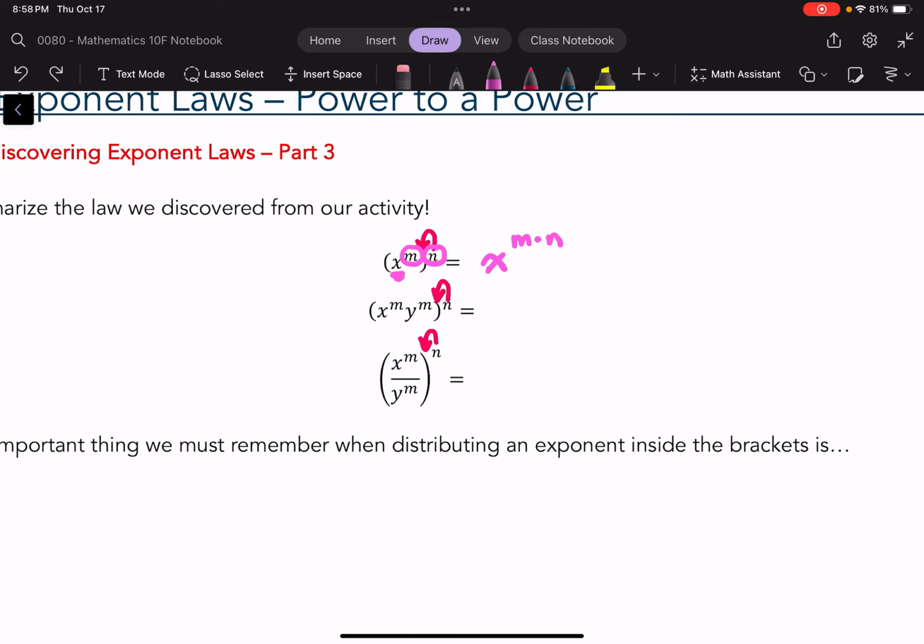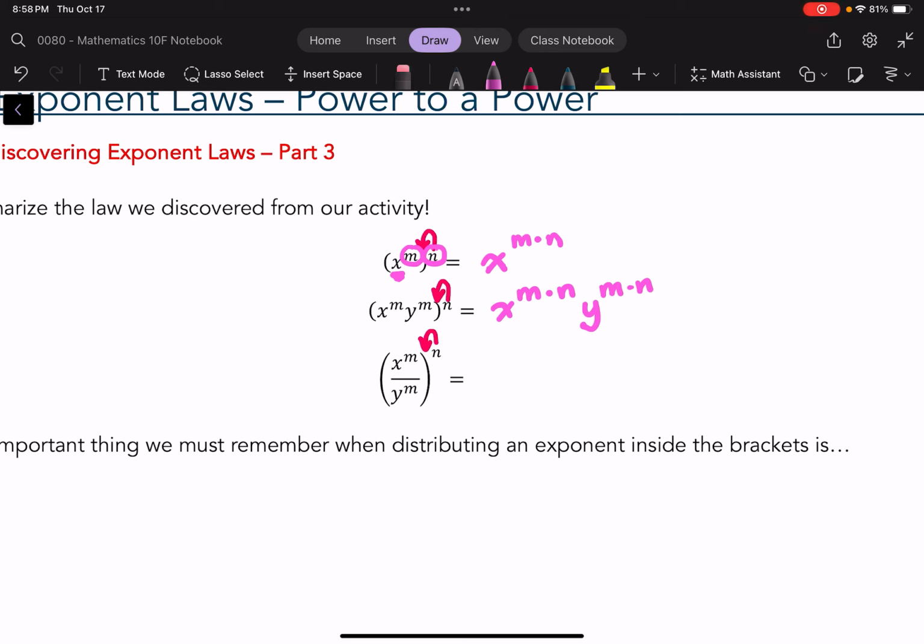Now, just like before, we said we were going to multiply those exponents together. That's true. x is the original base. m is the original exponent. The new exponent is going to be m times n. And I'm going to do the same thing. We're going to repeat it. y is the original base. m is the original exponent. And we're going to times it to get a new exponent of m times n.